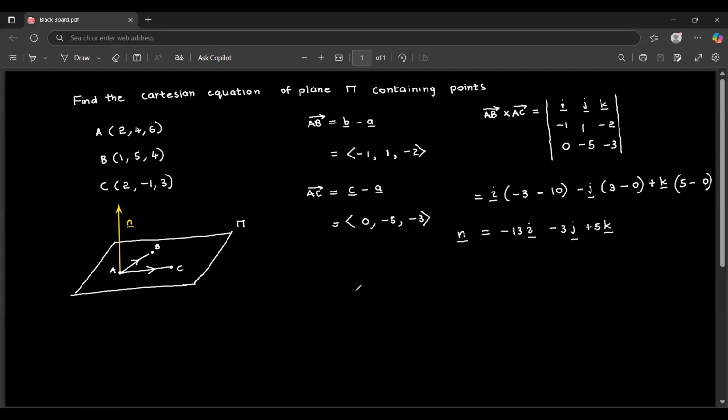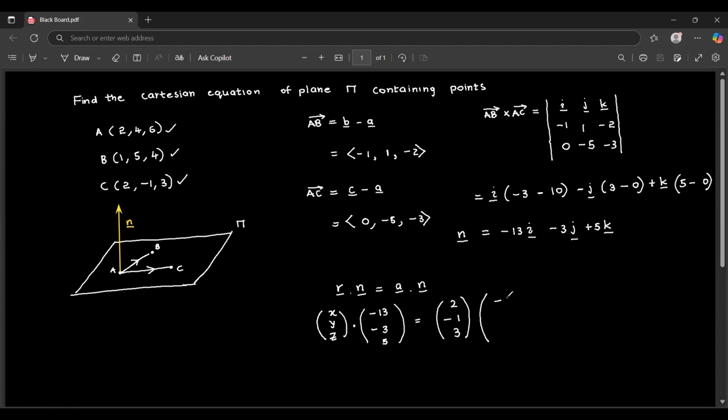Once we have found this, we can write down the scalar product form of the vector equation. r dot n is equal to a dot n. In this case, r we know we have to write as x, y, and z. n is -13, -3, and 5. For a, you can choose either 2, 4, 6, or 1, 5, 4, or 2, -1, 3. I'm going to choose 2, -1, 3. Why? The numbers are a little bit smaller. That's why.